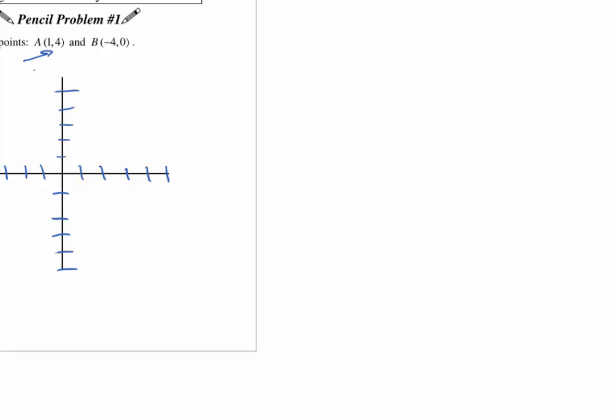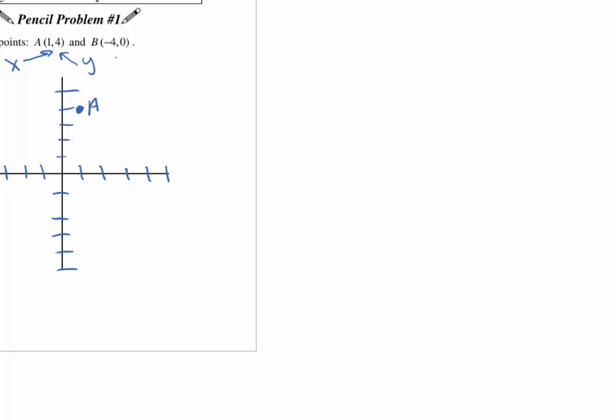Your first coordinate is your x coordinate, which is going to tell me whether to go right or left. And then the y coordinate is going to tell me whether to go up or down. So from 0, I'm going to go to the right, positive 1. And then I'm going to go up 4. So this is point A.